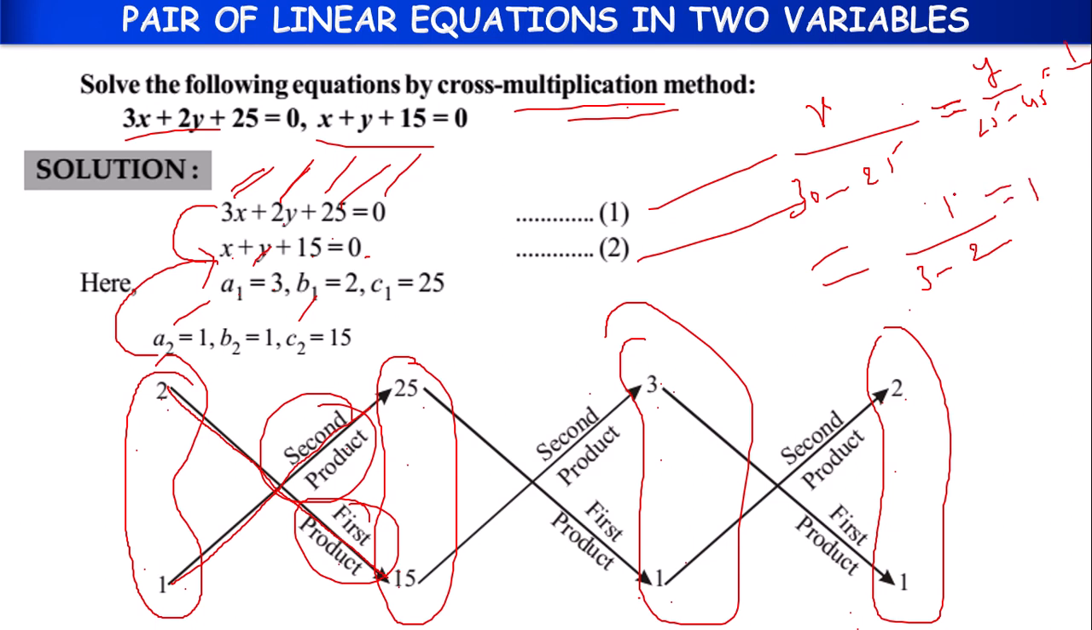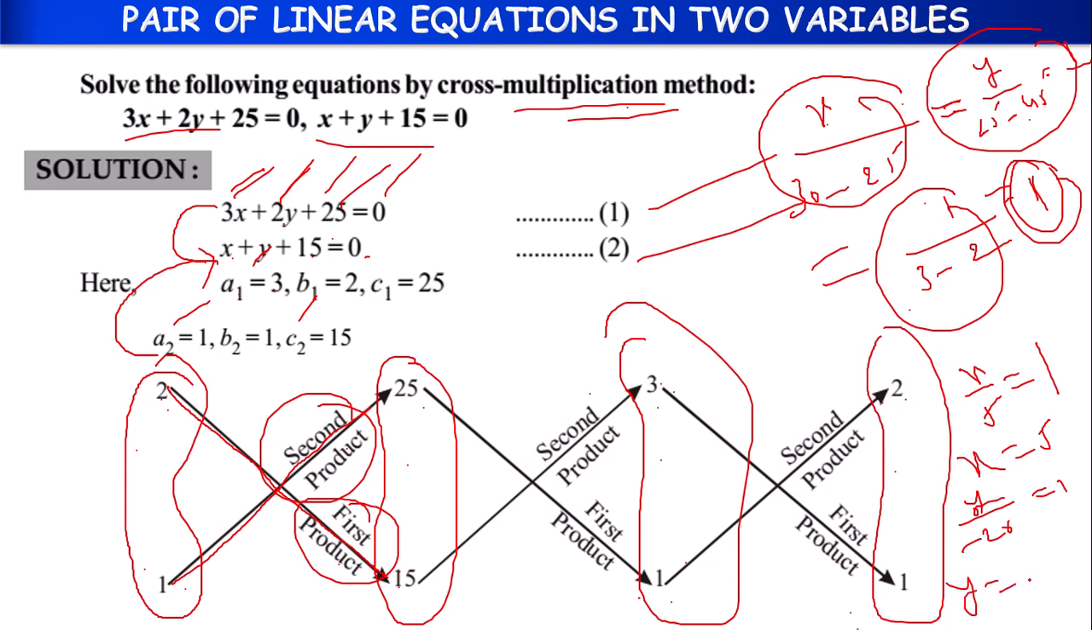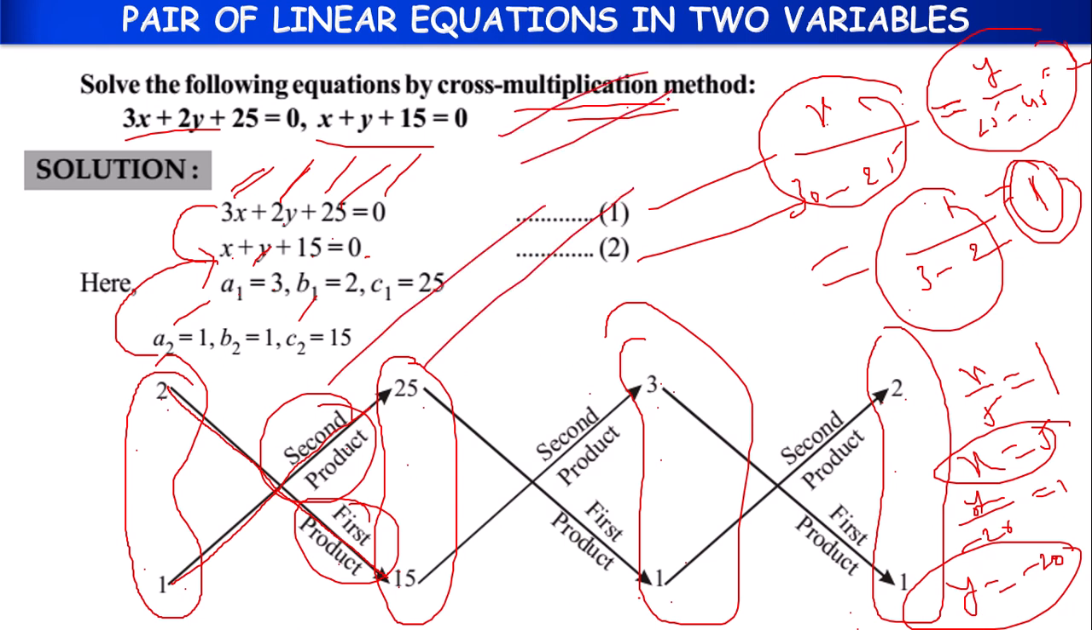As this is equal to 1, this value equals 1 and this value equals 1. So x by 5 equals 1, so x equals 5. And y by 25 minus 45, which is minus 20, equals 1, so y equals minus 20. x equals 5, y equals minus 20. We are able to find this with the help of the cross multiplication method.